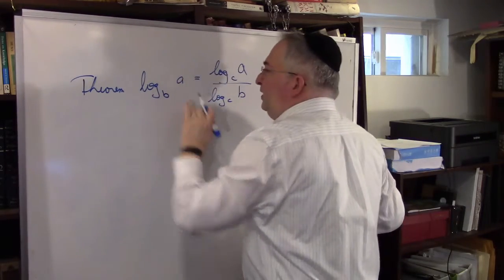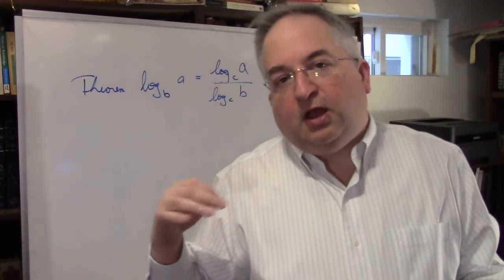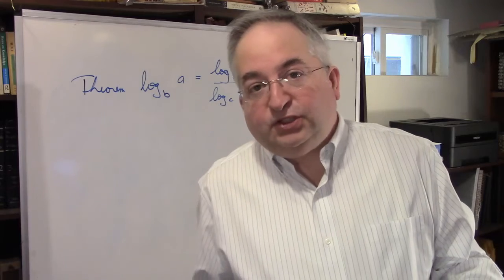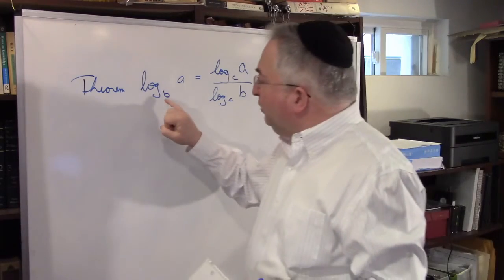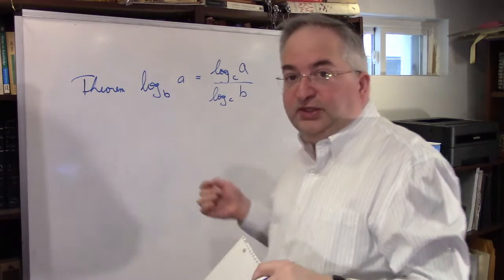And the idea is as follows. Your calculator only has log of probably base 10. We're mostly interested in log base 2. So how do you write a logarithm of b in terms of other logarithms? We'll see this in a second.